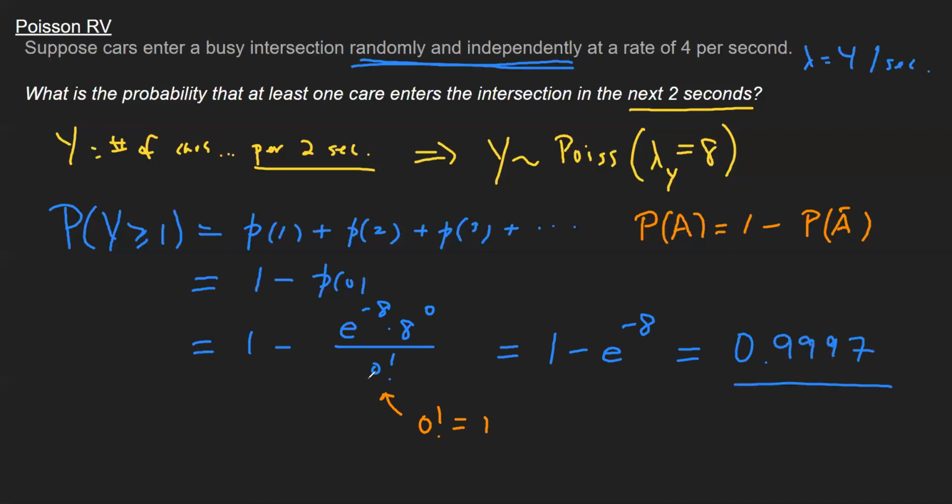Almost 1. What I like to do is just see if this makes sense. If we expect 4 cars every second, then in the next 2 seconds, we expect 8 cars. So the question is asking, what's the chance we see at least one of them? It should be very, very, very high. And that's an example of the Poisson random variable.